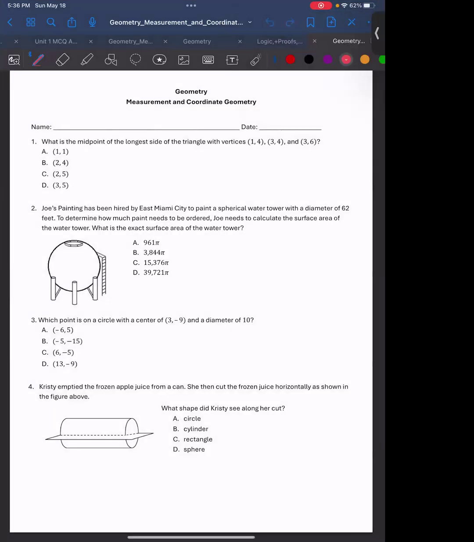So we're just going to jump right into it. So we have measurement and coordinate geometry. The first thing we're doing is, what is the midpoint of the longer side of the triangle with vertices (1, 4), (3, 4), and (3, 6)? So the first thing I need to do is what? Anyone?